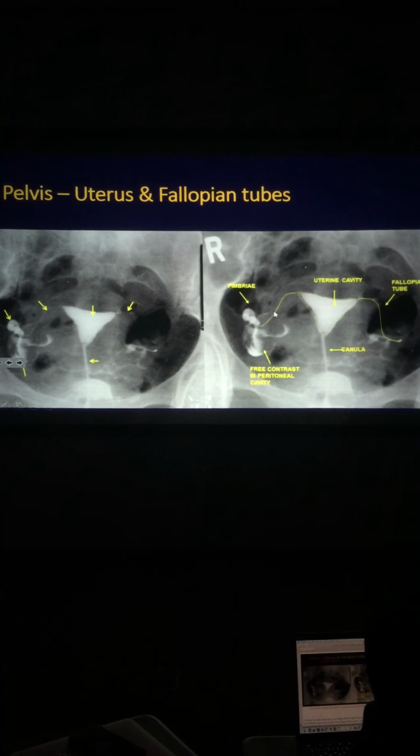So whenever there is any block in this area, we say this is a problem with the fallopian tube. Many times because of inflammatory conditions, the fallopian tube can be blocked, or there could be ectopic pregnancy, or there could be tuberculosis. All kinds of things can lead to blocking of the fallopian tube.